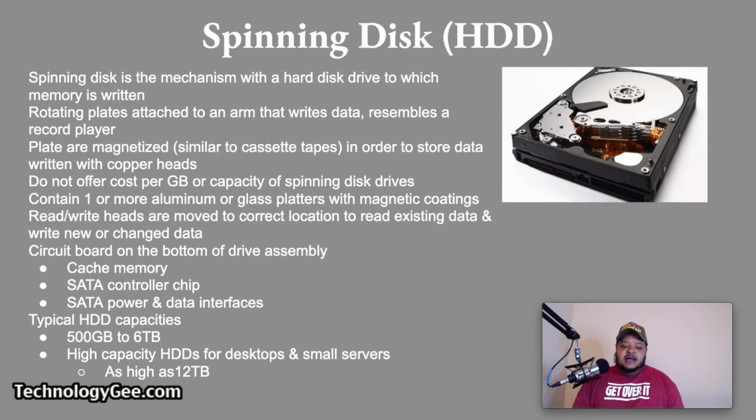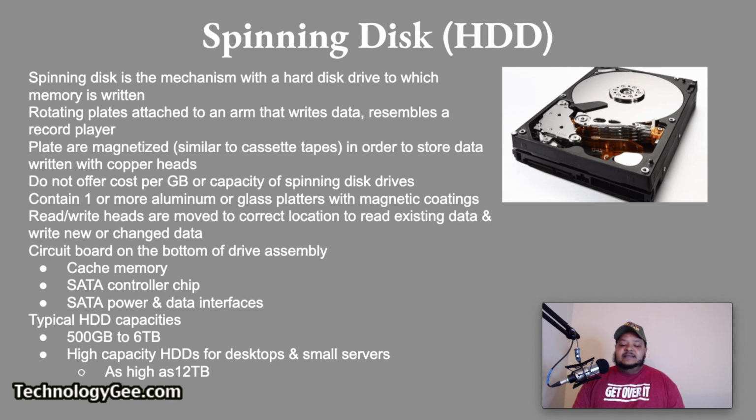Spinning disk hard drive. A spinning disk is the mechanism within a hard disk drive to which memory is written. With rotating plates attached to an arm that writes the data, the spinning disk mechanism physically resembles a record player, although it is sealed within an enclosure. The plates are magnetized, similar to cassette tapes, in order to store data that is written using copper heads.